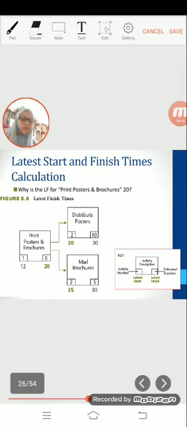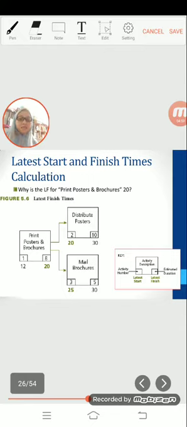Because distribute brochure has an estimated duration of 10 days, it will not finish until day 35, which is 5 days beyond the project required completion time. So as you can see here, there are 3 activities. Activity number 1 is print poster and brochure. Activity number 2 is distribute poster, and activity number 3 is mail brochure. However, activity number 2 and 3 start at the same time, after activity number 1.